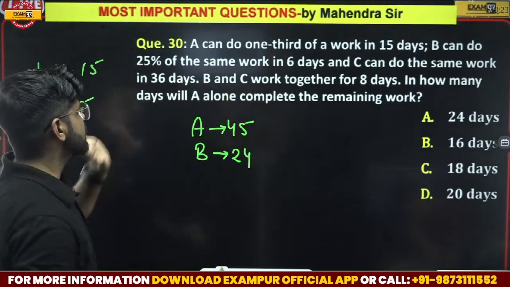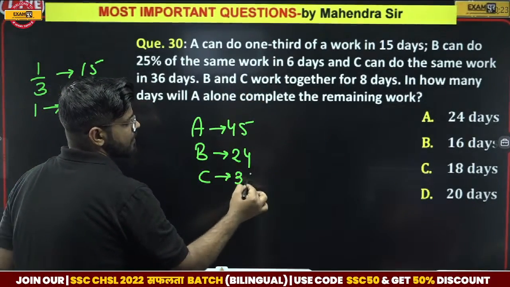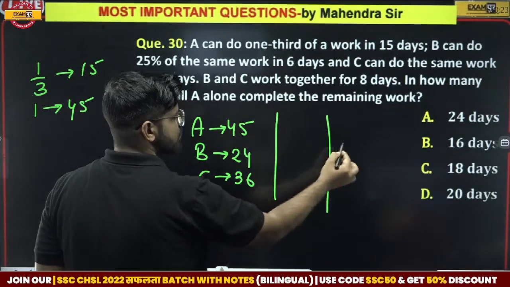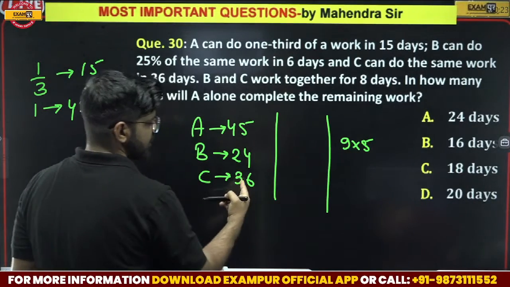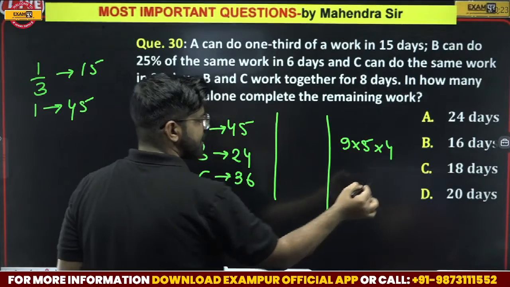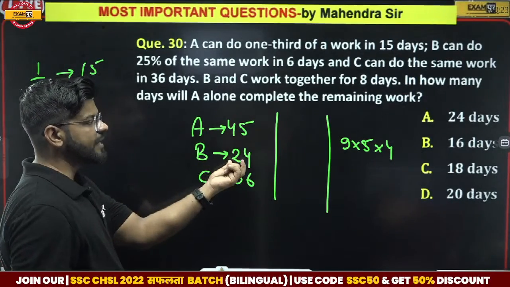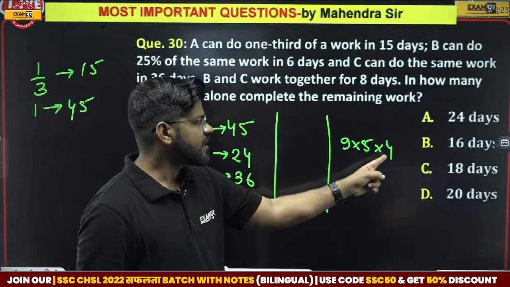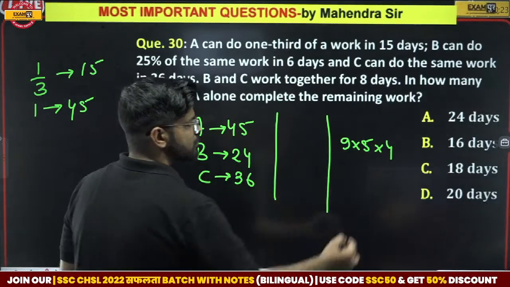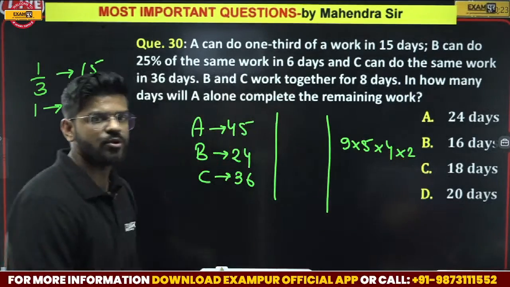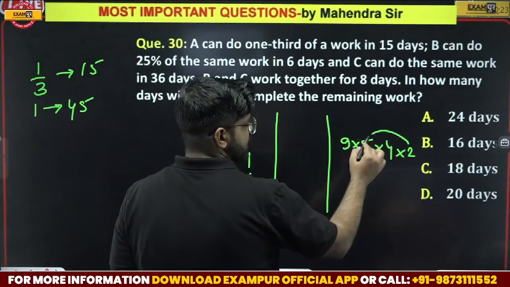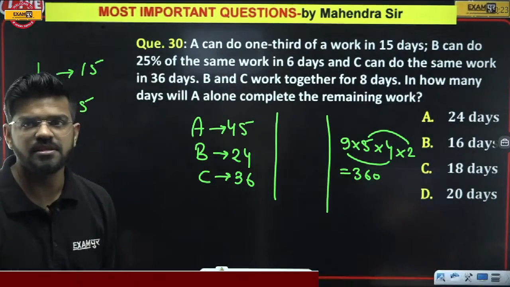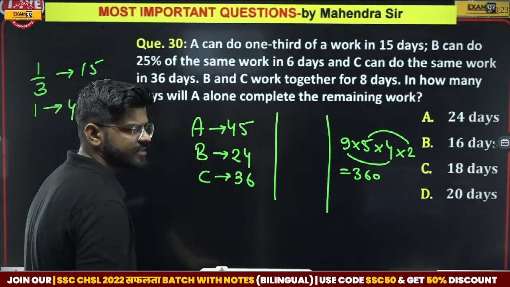C can do the same work in 36 days. Just take the LCM for these. 45 is 9 into 5. This is 9 into 4, we don't have the 5, so multiply by 5. Here we have 8 into 3. Here we have 3, we don't have 8, so multiply by 2. So 5 2s are 10, 9 4s are 36. So 360 is my LCM. This is how you can take the LCM easily.